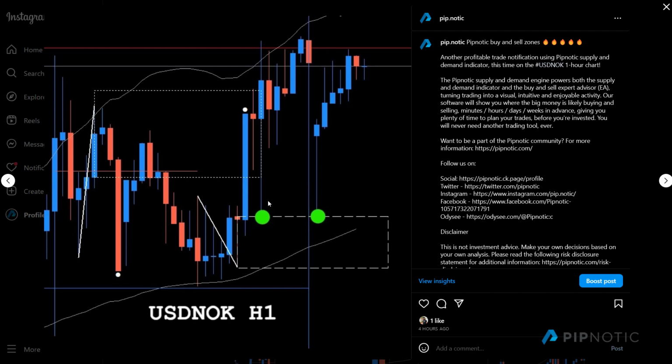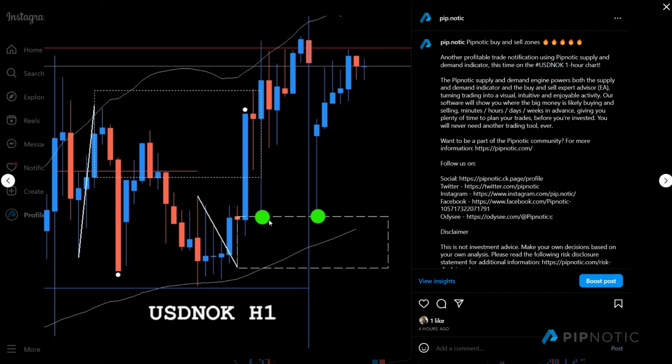So if we look again here, this is a nice one from yesterday. This is the American dollar, Norwegian krona. This candle right here caused the formation of this zone. 1, 2 periods afterwards, it was tested. We had a massive reaction.